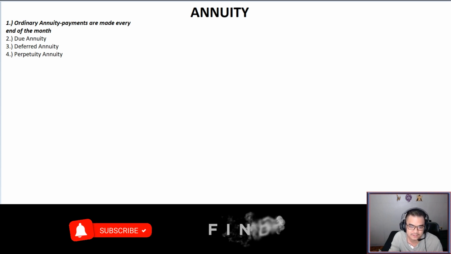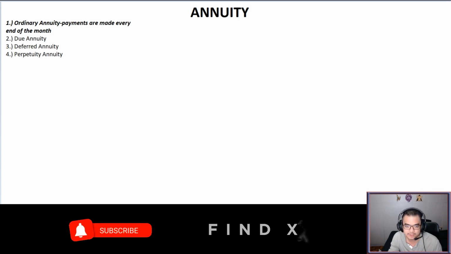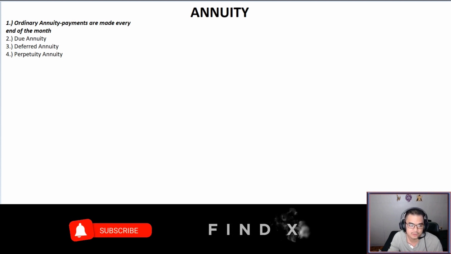So now we have annuity. For annuity, we have four types, and we will discuss the first one and the easiest one. This is the foundation of annuity. So as you can see, we have four types: ordinary, due, deferred, and perpetual. The first one is the ordinary annuity, and the payments are made every end of the month.